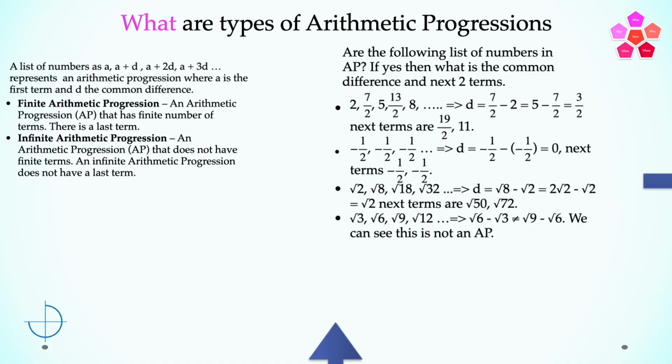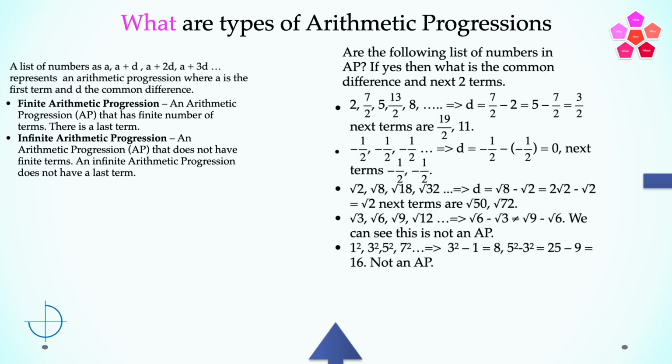The next list of numbers can be 1 square, 3 square, 5 square, 7 square and so on. Here we see 3 square minus 1, which is equal to 8, and 5 square minus 3 square is equal to 25 minus 9, which is equal to 16. Here we can clearly see this list of numbers is not an arithmetic progression.